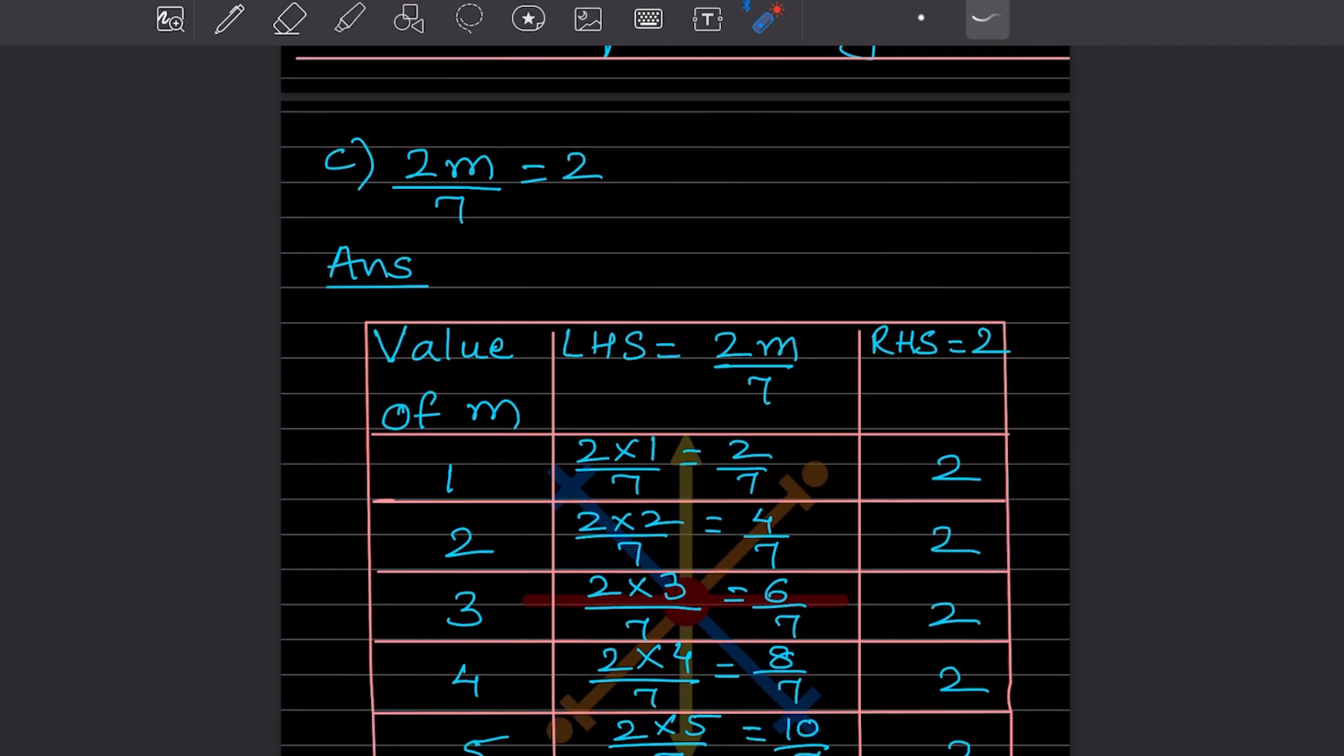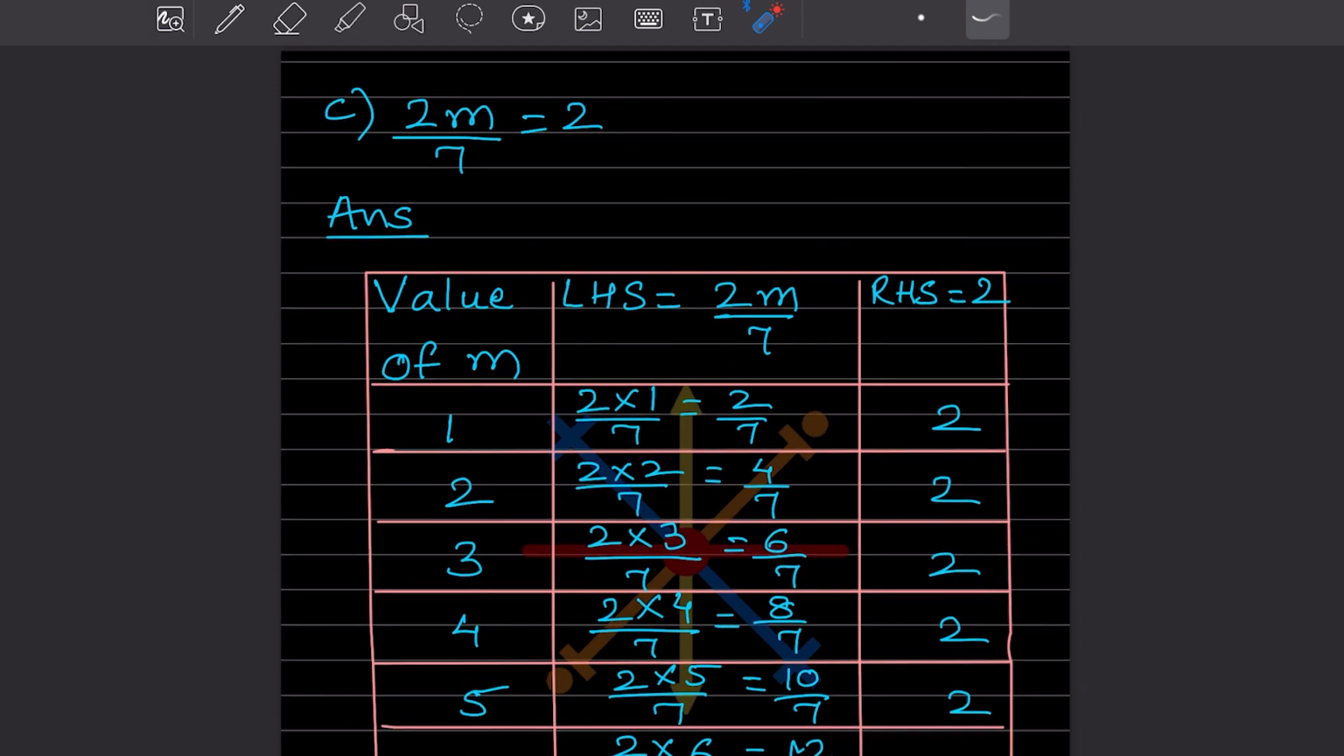Okay. Now let us go for the next one. So now for m, here 2m by 7 is 2. Take the value of m. Look at here. Here m is 1 and this is 7. So what does this say? 2 into 1 is 2, 2 by 7 and this is 2. So no. Again you will go for here. We'll put here 2. 4 by 7. So not possible. You will put here 3. That will be 6 by 7.